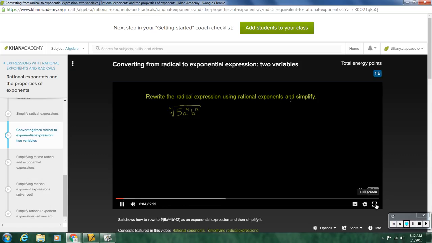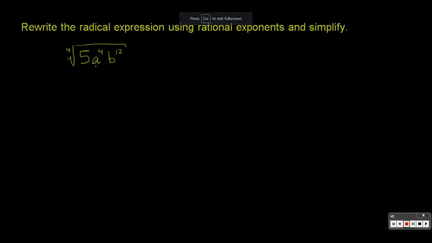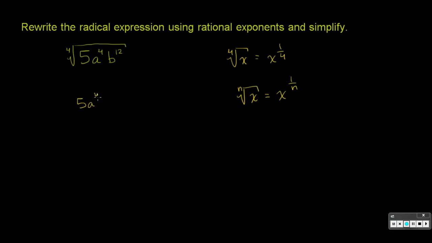Rational exponents and simplify. So here we have the 4th root of 5a to the 4th b to the 12th power. And the key thing to realize here is the 4th root of something is the same thing as that something to the 1/4 power. Or in general, the nth root of something is the same thing as that something to the 1/n power. So we can just apply that over here. The 4th root of all of this is equal to 5a to the 4th, b to the 12th power, all of that to the 1/4 power.